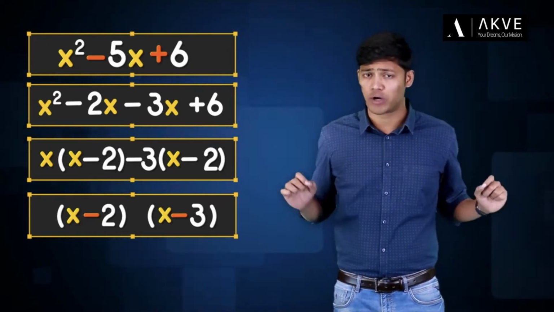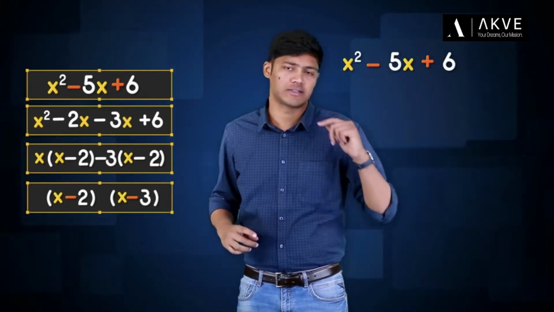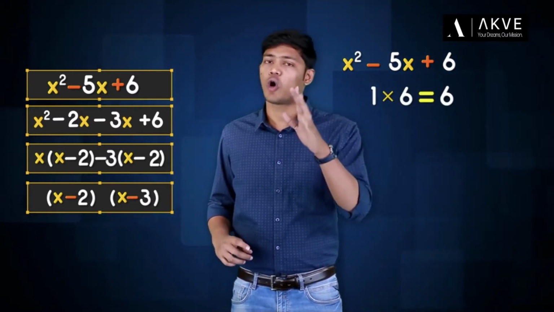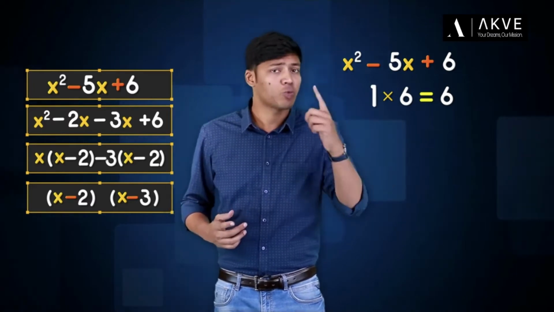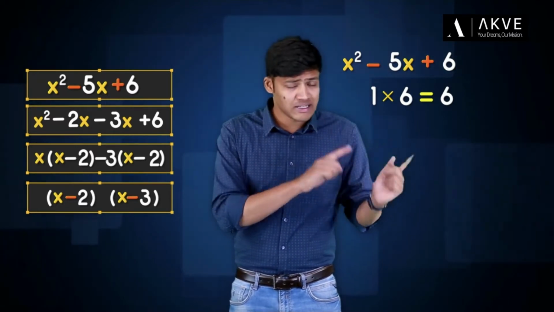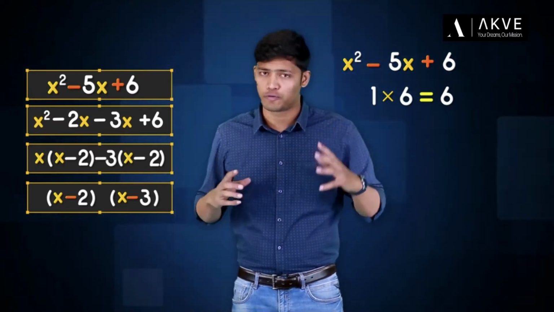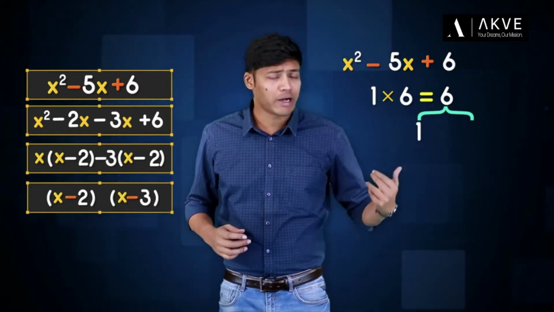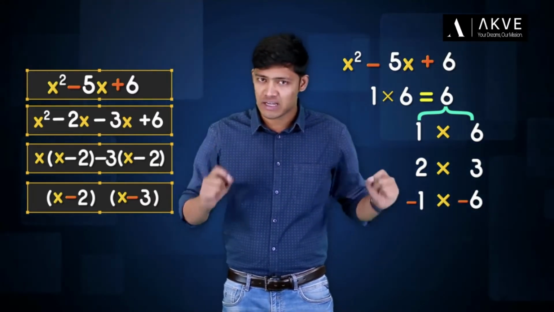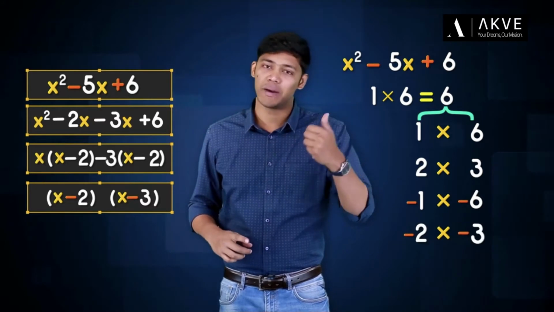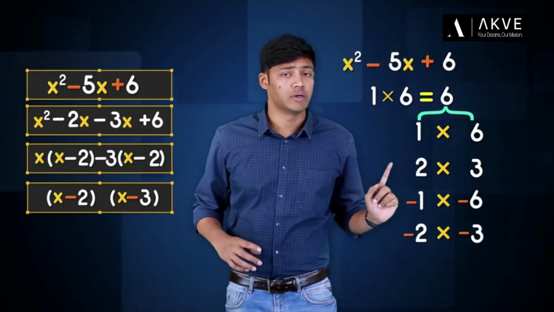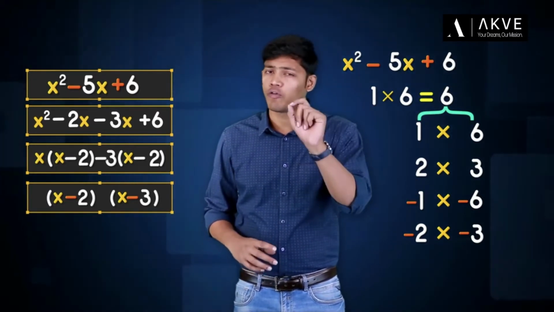Now, let's see why this process actually works. So again, consider the quadratic polynomial x squared minus 5x plus 6. The first step is to multiply the coefficient of x squared and the constant term. So, their product will be 1 multiplied by 6, which is nothing but 6. Now, we have to represent this number 6 as the product of two integers. So, it can be either 1 multiplied by 6 or 2 multiplied by 3 or minus 1 multiplied by minus 6 or minus 2 multiplied by minus 3.